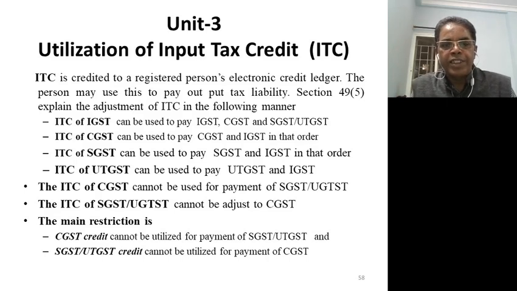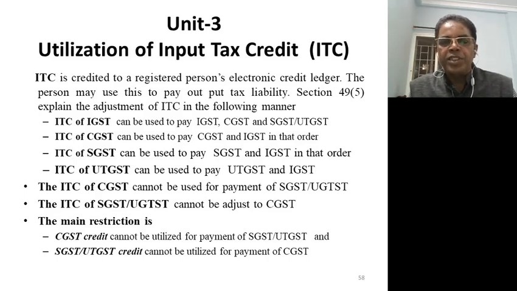How to adjust IGST? ITC of IGST can be used to pay IGST first. If there is a surplus balance of IGST, we can use it for another deficit balance of IGST and adjust it. Then if there is still a surplus, you can use it for CGST, then SGST. The order of adjusting ITC of IGST is first IGST, second CGST, third SGST or UTGST.